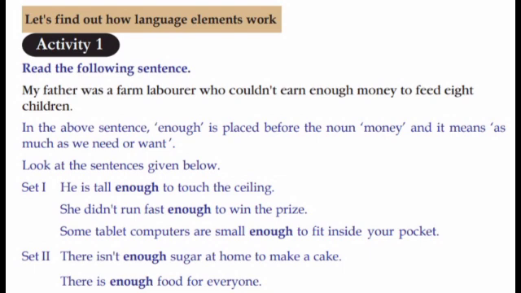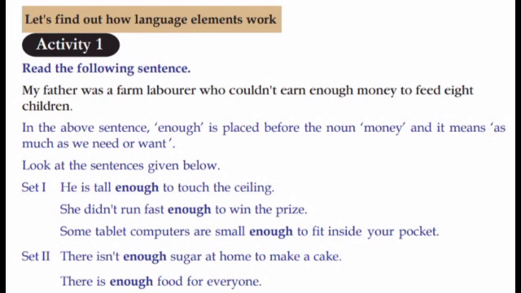In set 1, which are the words modified by enough? Tall, fast, small. And in the second set, sugar, food. Which class of words are they? See, children, tall, fast, small. Here, he is tall. He is a pronoun, and the word tall is describing the pronoun he. So, here tall is an adjective and he is a pronoun.